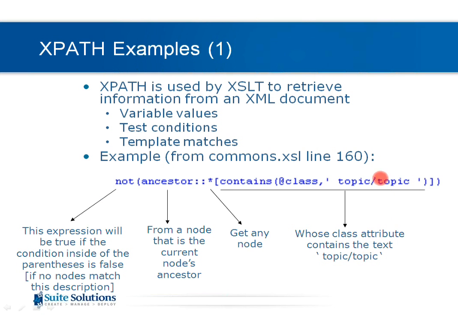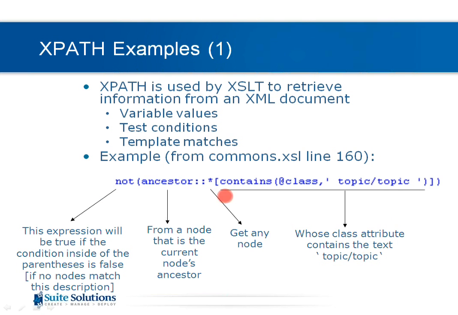Because, and we'll talk about this extensively when we talk about PDF2 customization, even if you're a task or a concept or a reference, since you're specialized from a base topic class, they'll still say topic topic in there somewhere. So get me any kind of topic. But I don't just want any kind of topic. I'm looking at a particular axis. The axis I'm looking at is ancestor. So you want a node from a node that's the current node's ancestor. Okay, so look at all my ancestors.